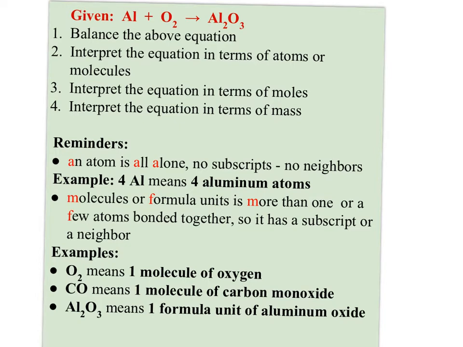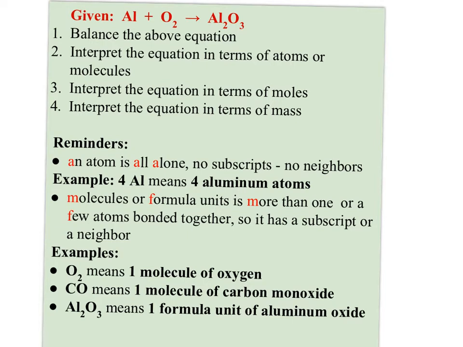Remember, an atom is all alone with no subscripts or no neighbors. So I know aluminum is an atom, whereas O2, even though it's still a pure element, that's considered a molecule. And then Al2O3 is technically considered a formula unit because it's a compound and it happens to be an ionic compound. And I'm not too worried if you distinguish between a molecule or a formula unit. They're representing covalent compounds and ionic compounds. But my reminder down here is an atom is all alone, no subscripts, no neighbors, whereas molecules or formulas are more than one or a few atoms bonded together. So it has a subscript or it has a neighbor.